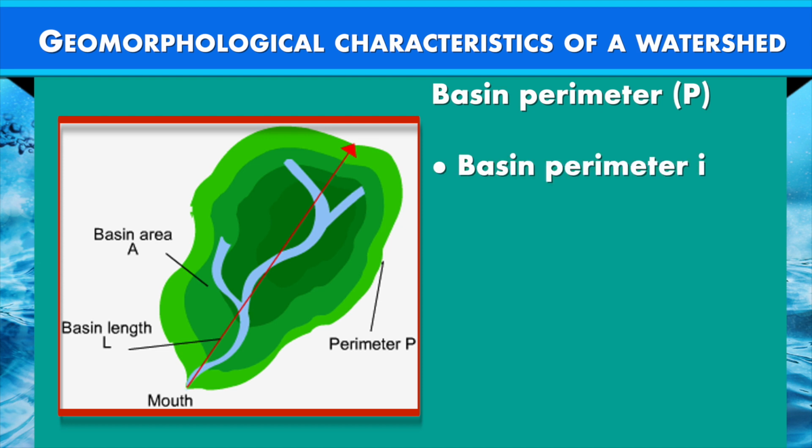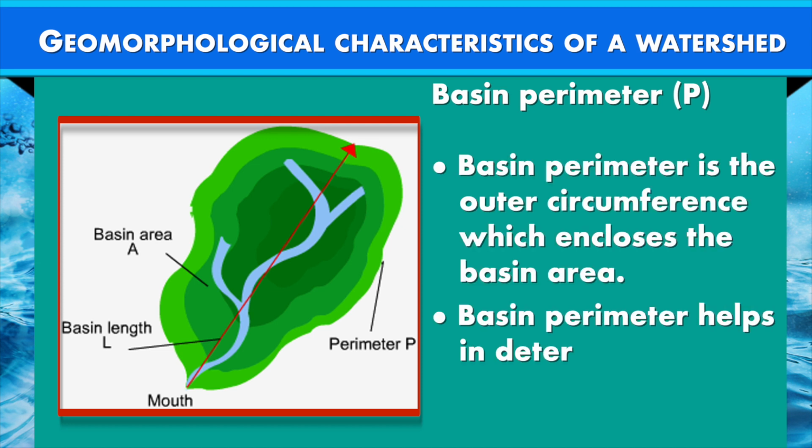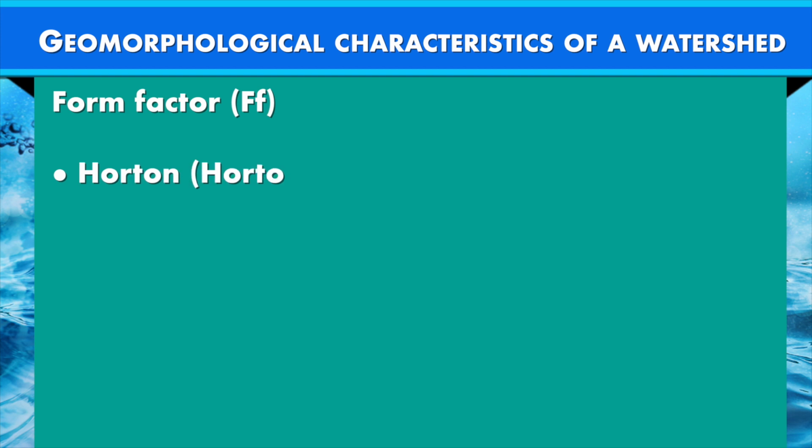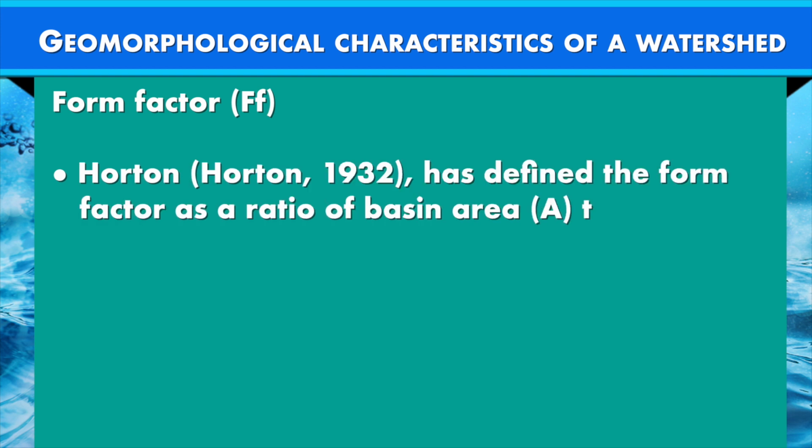Basin perimeter is the outer circumference that encloses the basin area. Basin perimeter helps in determining the size and shape of the basin. The form factor is a ratio of basin area to the square of the basin length.